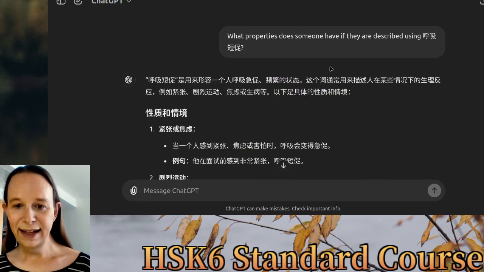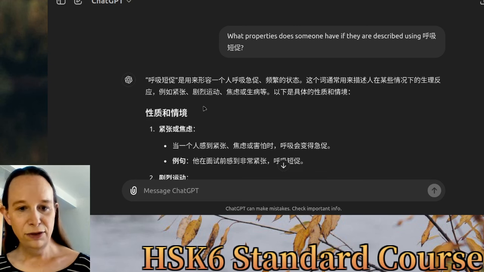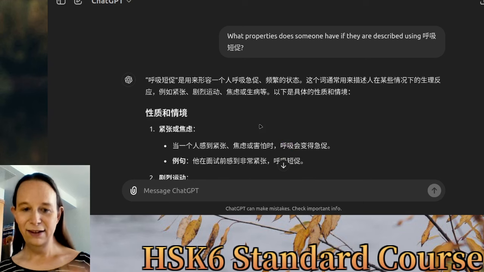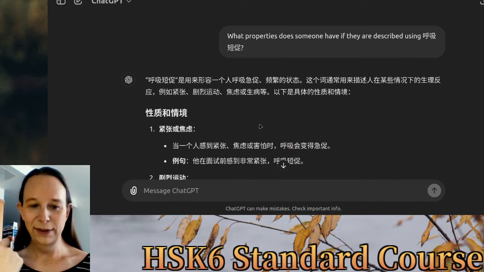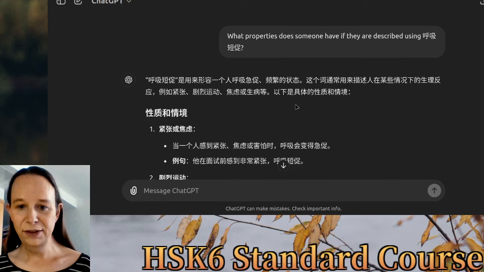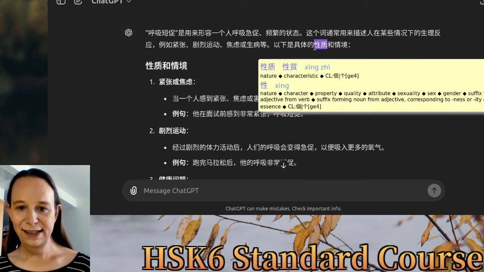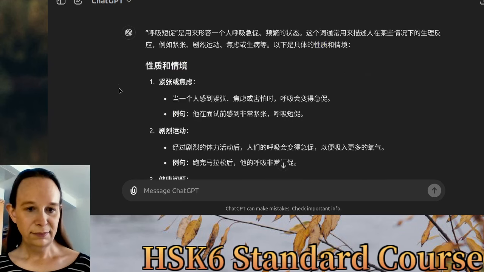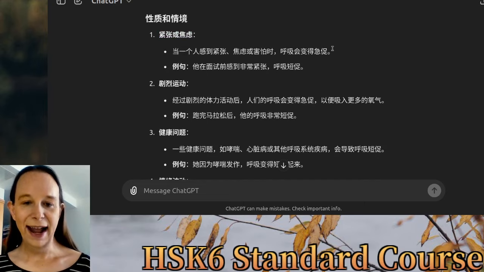这个词通常用来描述人在某些情况下的生理反应, 例如紧张, 剧烈运动, 焦虑和生病. Alright, so they're nervous, they've exercised intensely, they're anxious, or they're sick. 以下是具体的情况和情境. Alright, so nervous or anxious.